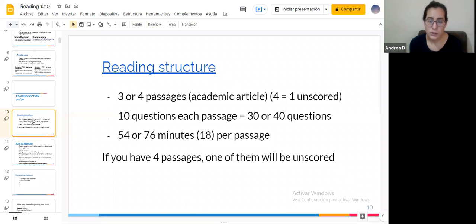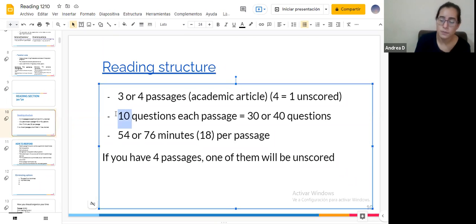Now, about the structure of it, you will have either 3 or 4 passages. All right, so 3 or 4 of them. And each passage will have 10 questions each. Okay, that makes a total of 30 or 40 questions in the total reading section. Now you may be wondering, why am I saying 3 or 4 passages? Why am I not giving you like an exact number?